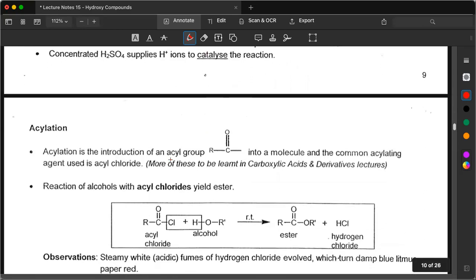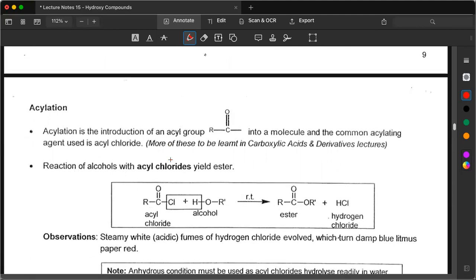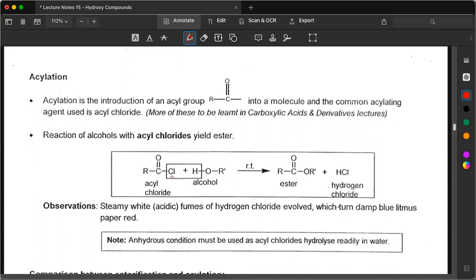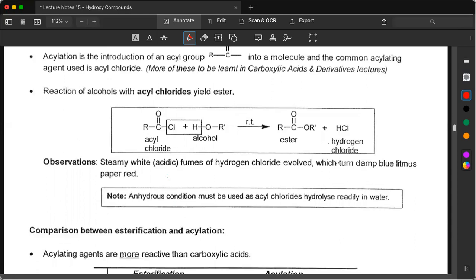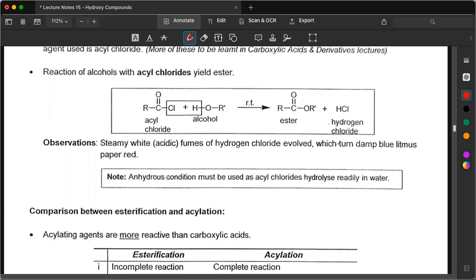Acylation is the introduction of an acyl group into a molecule, and the common acylating agent is acyl chloride, which is shown here. And it also yields ester when it's added to alcohol. Since HCl gas is formed, there will be steaming white fumes of HCl evolved. This is not aqueous hydrochloric acid. This is HCl gas. And when the gas comes into contact with damp blue litmus paper, it will turn red. Note that anhydrous conditions must be used because acyl chloride will hydrolyze readily in water.